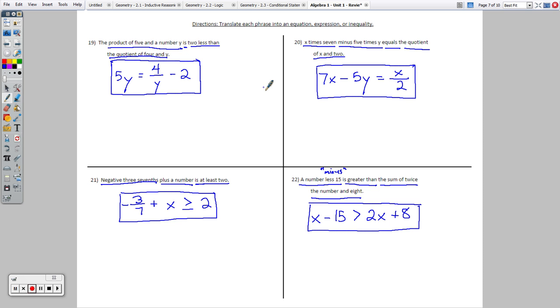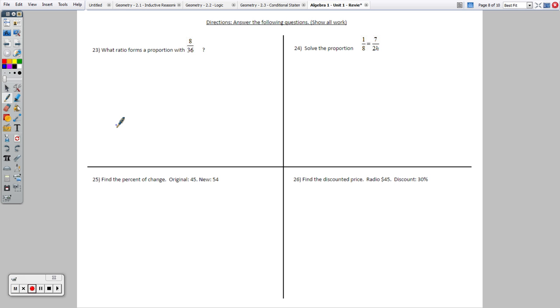Notice it's not saying to solve these, it's just saying to translate each phrase into an equation. We could solve this one for y, we could solve this one and this one for x, and we could solve this one for x. It doesn't say to do that though, so please don't waste your time doing that. It doesn't say to do that.